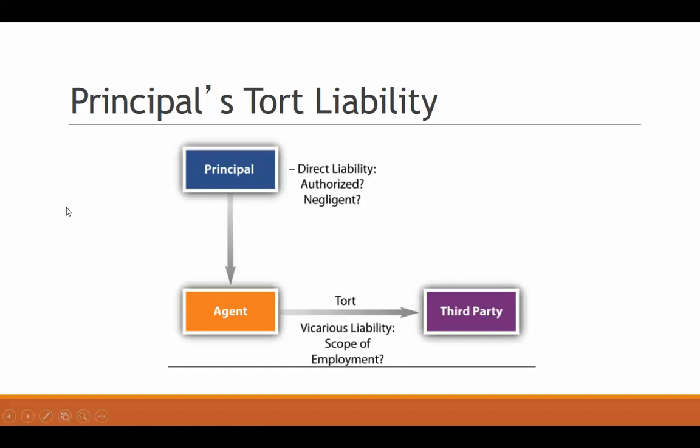So one question that comes up is if something happens where a third party is harmed through a tort action, so either physically harmed or suffers financial damages or losses, can our third party sue? So there's something called vicarious liability, the idea that if the agent's acting in the scope of employment, then the principal may have liability here because either the principal authorized the agent to act or the principal was negligent in supervision of that agent.